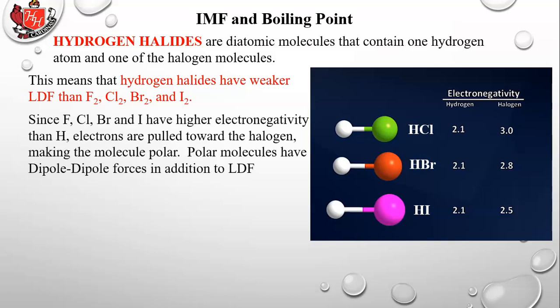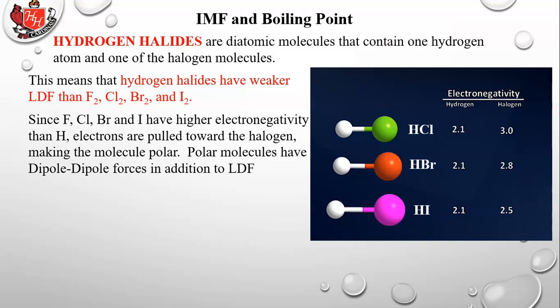Since F, Cl, Br, and I have higher electronegativity than H, electrons are pulled toward the halogen, making the molecule polar. Polar molecules have dipole-dipole forces in addition to London dispersion forces. So now we have a molecule made of two atoms that are not the same. The halogens are always going to have higher electronegativity, and therefore they're going to pull the electrons over.